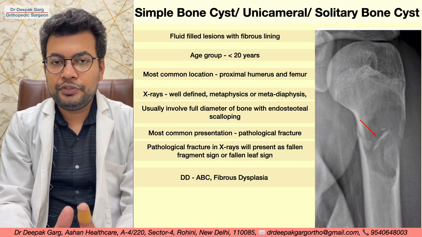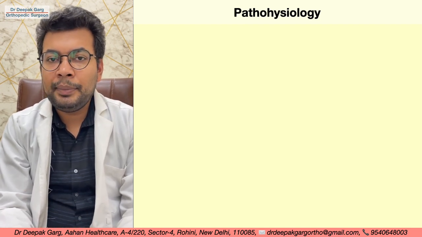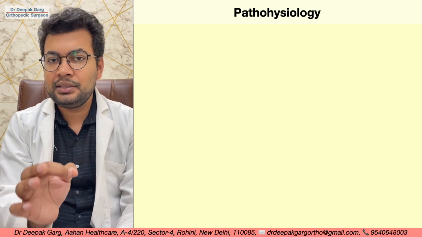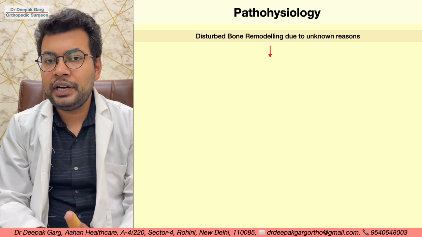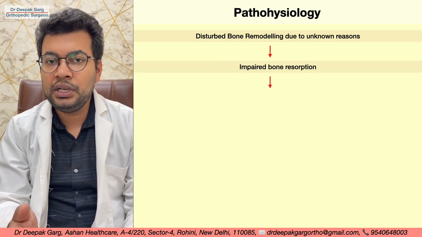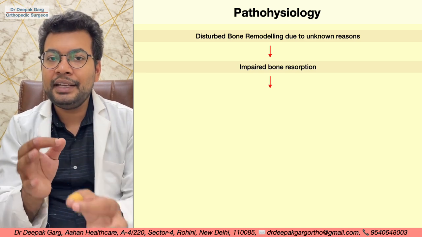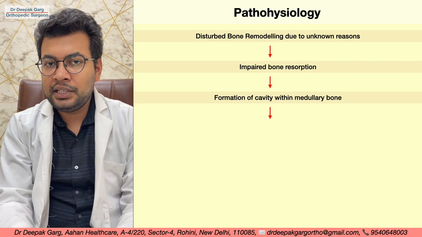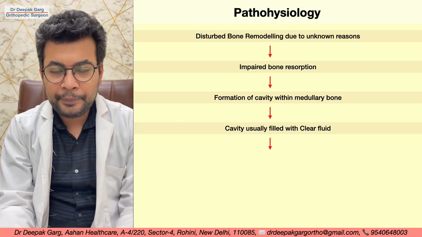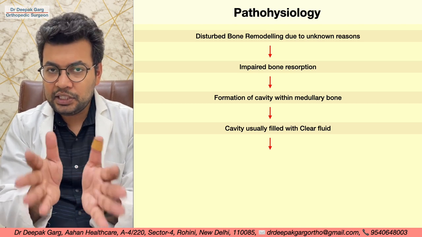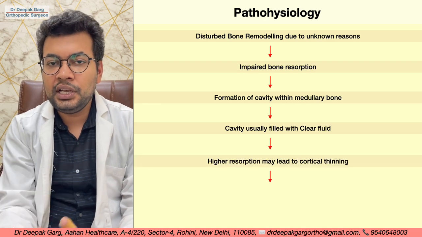So let's look at the pathophysiology. The pathophysiology of simple bone cyst is broadly unknown, but because of some unknown reasons, there is a disturbance in the bone remodeling process. Because of this disturbance, there is higher bone resorption. Because of the higher bone resorption, there is formation of a cavity in the medulla of the bone. This cavity is usually filled with a clear fluid. Gradually there can be cortical thinning, and because of this cortical thinning, there can be chances of fracture.